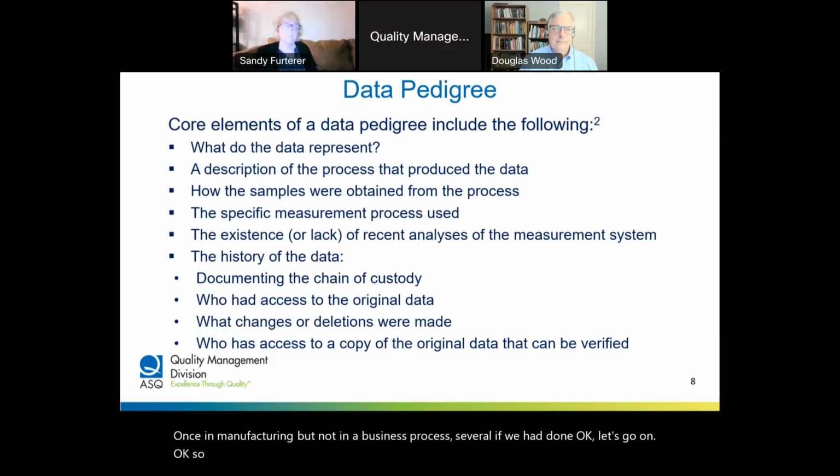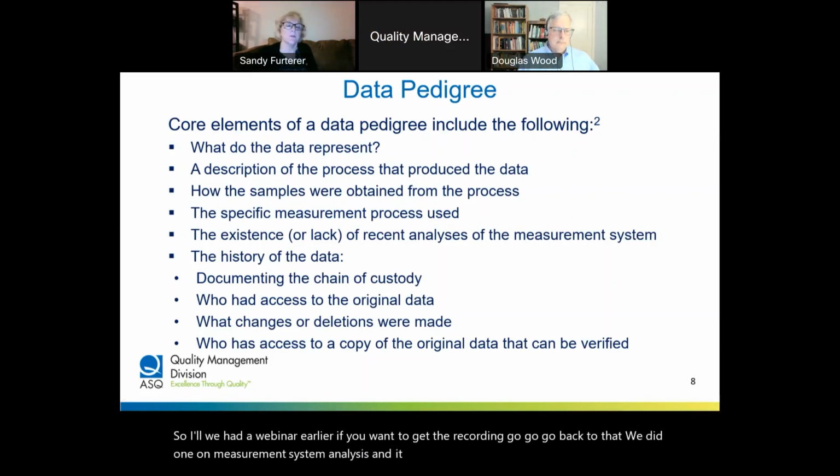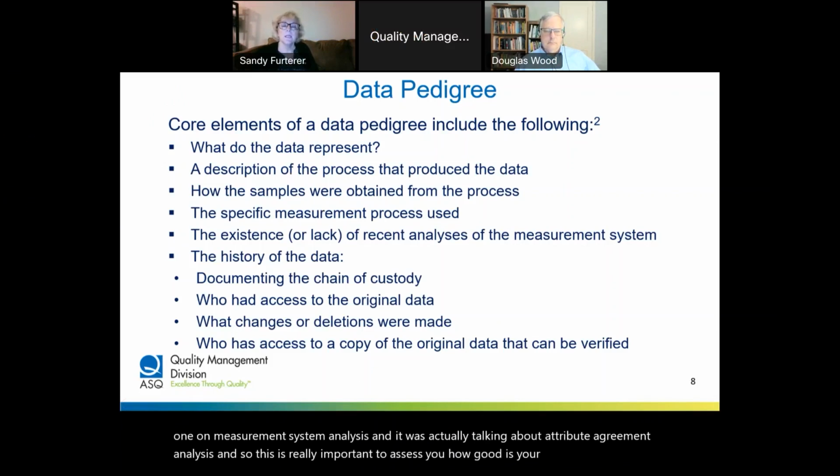Okay, so we had a webinar earlier. If you want to get the recording, go back to that. We did one on measurement system analysis, and it was actually talking about attribute agreement analysis. This is really important to assess how good your measurement system is in collecting that data. It goes a lot to pedigree and accuracy and integrity of your data. So that's one of the first things you want to do.